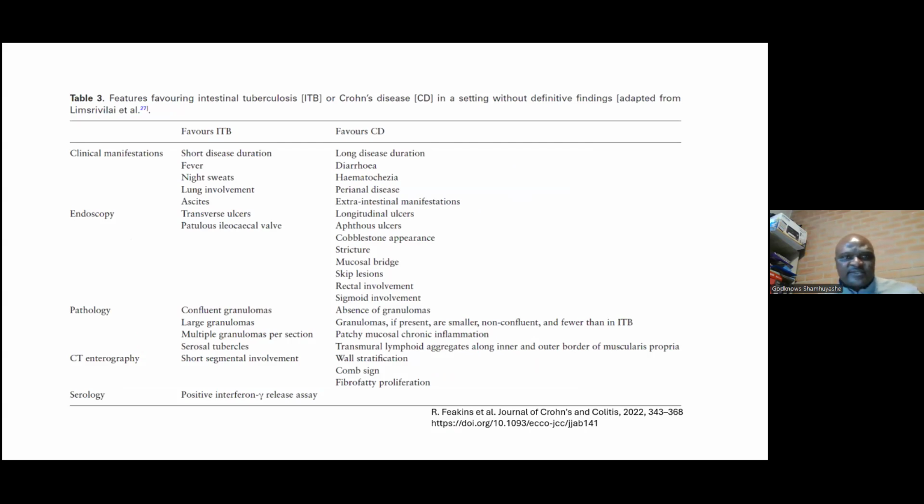And also on CT enterography, you might find that the short segment is involved. As for patients with Crohn's disease, they might have wall stratification and also some fibrofatty proliferation.